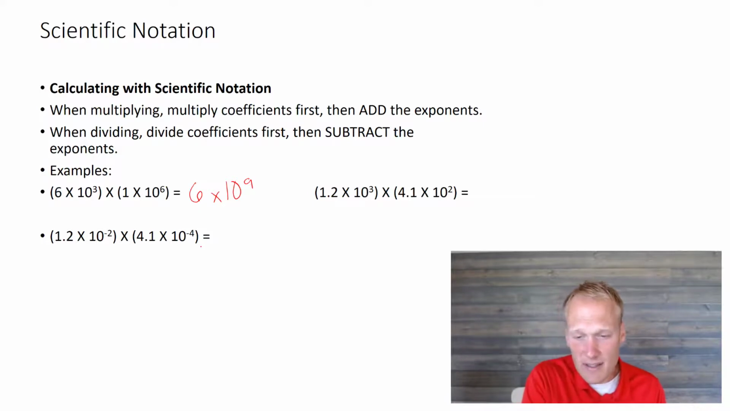With this one down here at the bottom, if you're not great at adding together negative numbers, it would be another chance to use that EE button to make sure. And you would get 4.92 times 10 to the negative 6th.